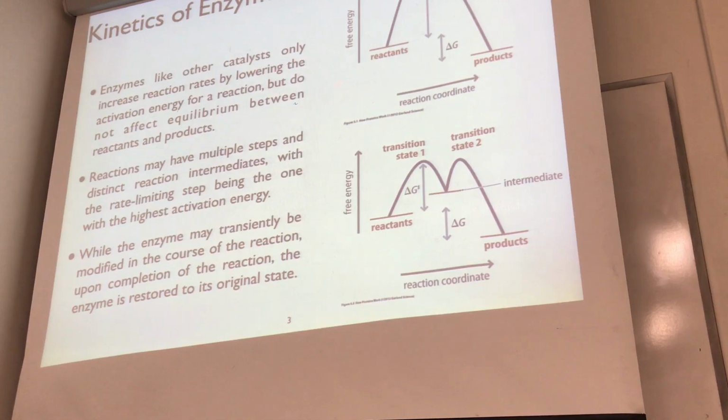Enzymes, like other catalysts, only increase reaction rates by lowering activation energy for reactions that do not affect equilibrium between the reactants and products. Now, there are ways of cheating this system, right? Biology has ways of cheating this system so that an enzyme can drive a reaction that is energetically unfavorable, if it is consuming something else that releases enough energy to make the total process energetically favorable, right?